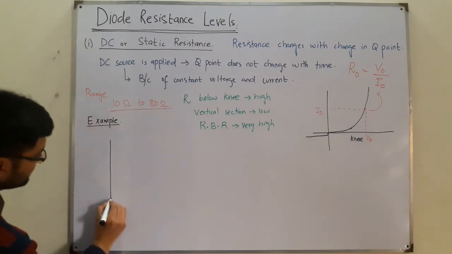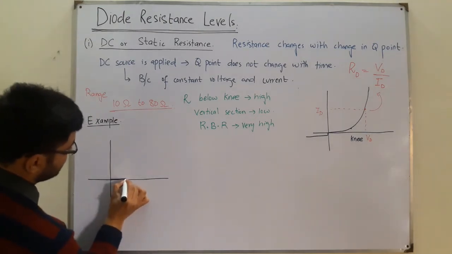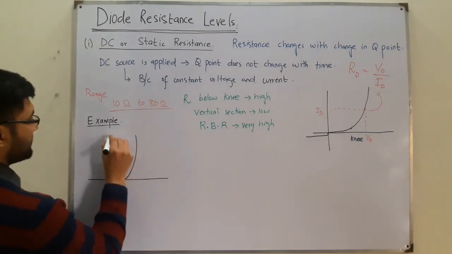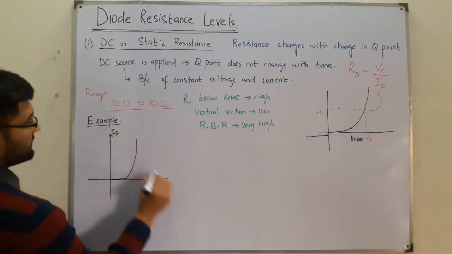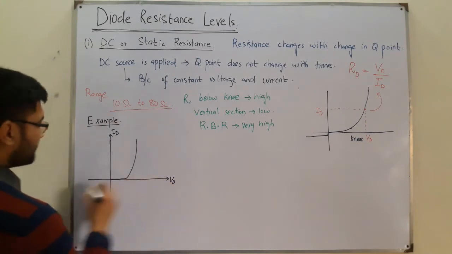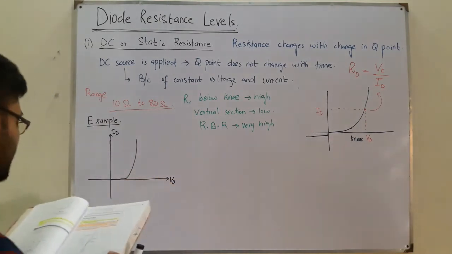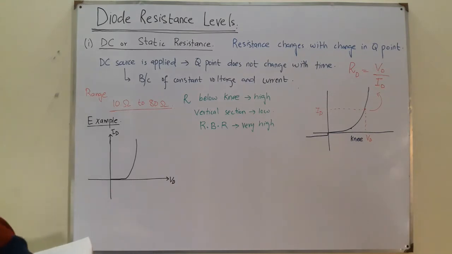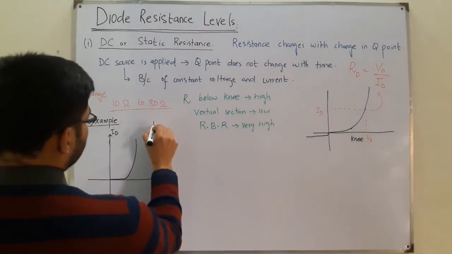So let's say this is the curve for any material. This is ID and this is VD. So let me take the book. Determine the DC resistance levels. So RD is unknown.